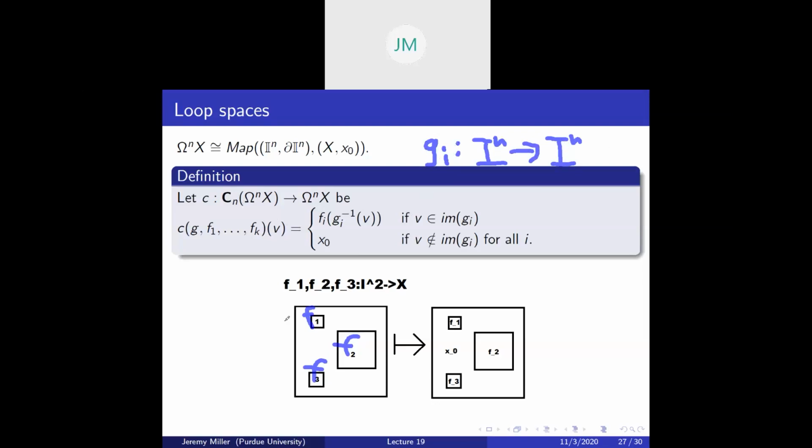If v is in the image of one of them, like if v is this red point, then it's in the image of f2. And so you identify the red point with a point in the big cube using the embedding associated to this cube, and then you use the function to X. On the other hand, if your point is not in one of these cubes, you just map it to the base point. And the functions will take the boundary of the cubes to the base point, so this construction is continuous.